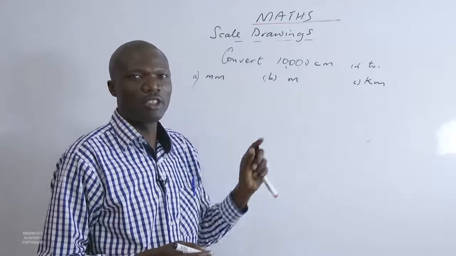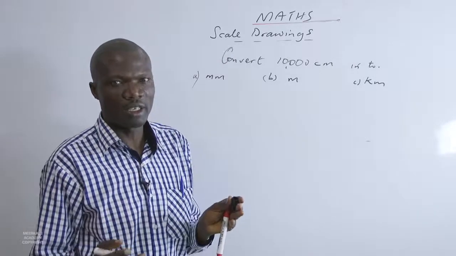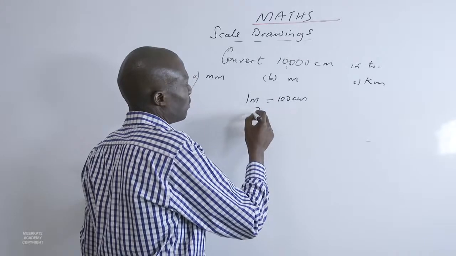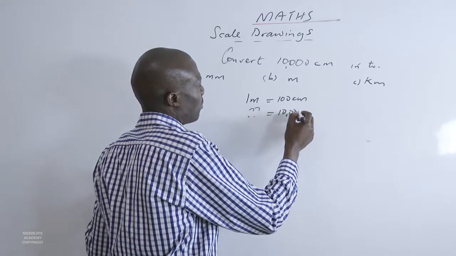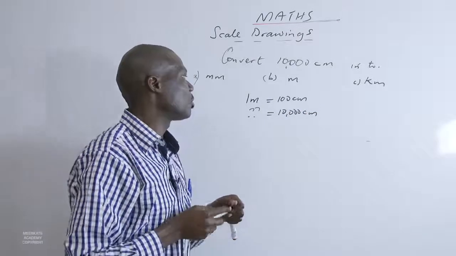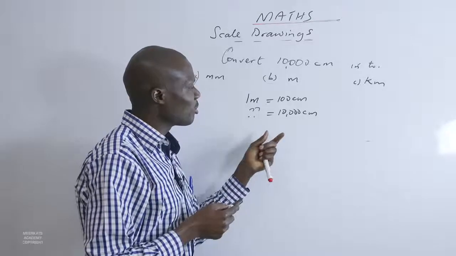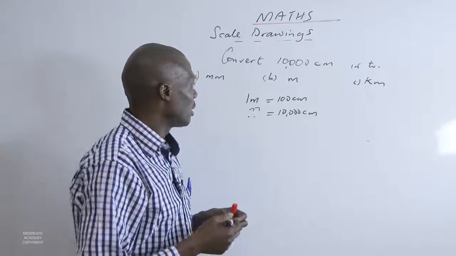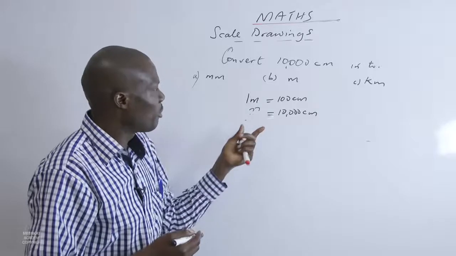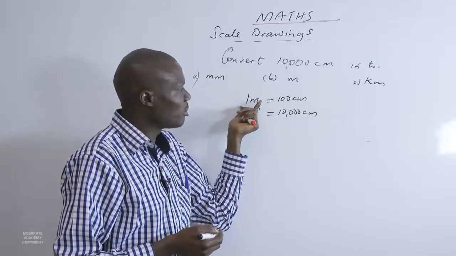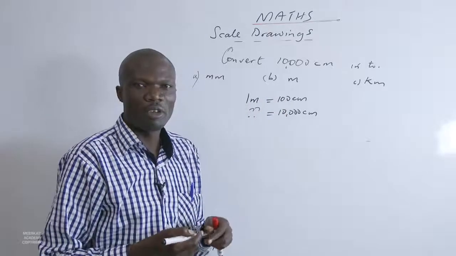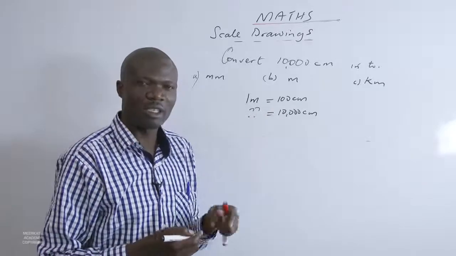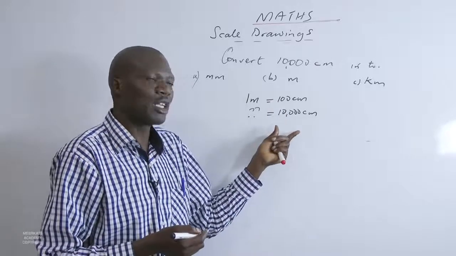Convert 10,000 centimeters into meters. We know a meter is bigger than a centimeter. Therefore, one meter is equal to 100 centimeters. How many meters will give us 10,000 centimeters? Now this one is simple because if 100 centimeters is 1 meter, it means we shall take the total number of centimeters we have, 10,000 centimeters, and divide by the number of centimeters that makes 1 meter, 100 centimeters. If 100 makes 1 meter, to get meters out of 10,000, we shall just divide by 100.